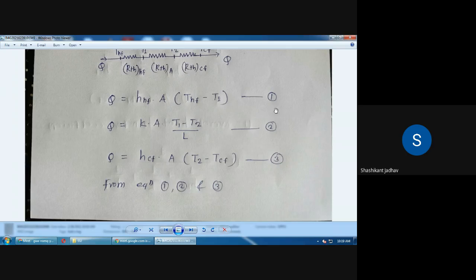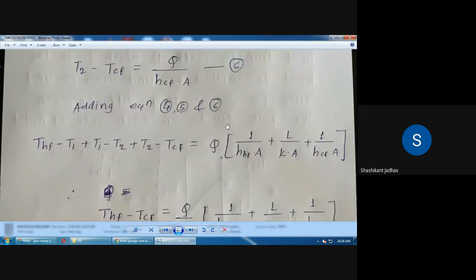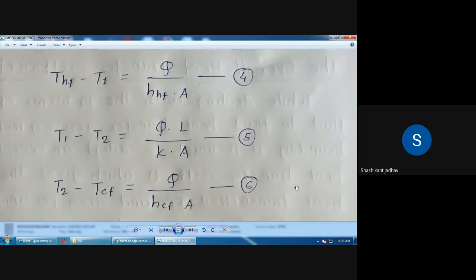We have to write down the equations for the temperature difference. That is T_HF minus T1, then T1 minus T2, and then T2 minus T_CF, and give names to each equation. That is equation number 4, then equation number 5, and then equation number 6. So these are the three equations for three layers, from equations 1, 2 and 3.